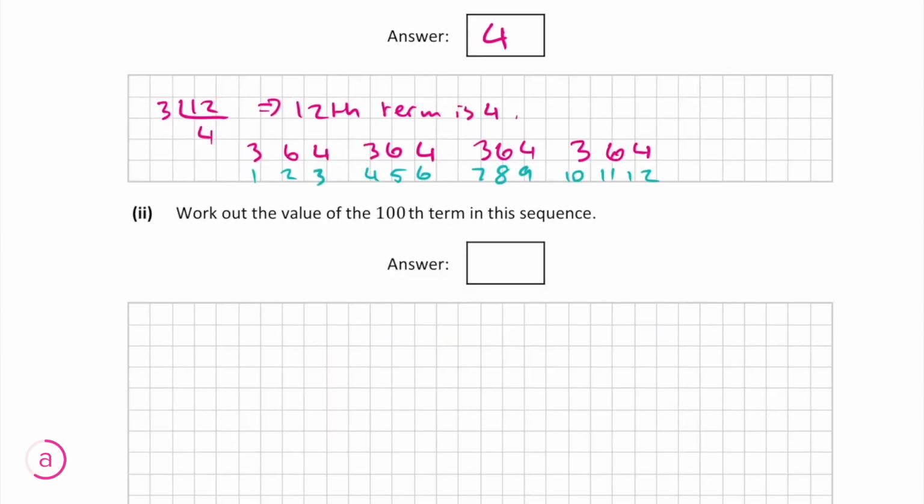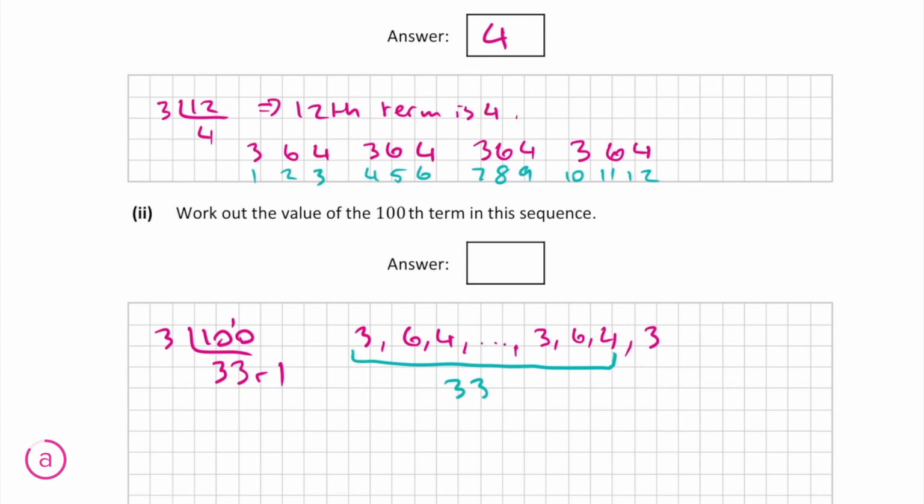Moving on to part 2, we have to work out the 100th term in the sequence. To use the second method in this case would be very tedious, so let us use the first method. In this case we have to divide 100 by 3. This gives us an answer of 33 remainder 1.